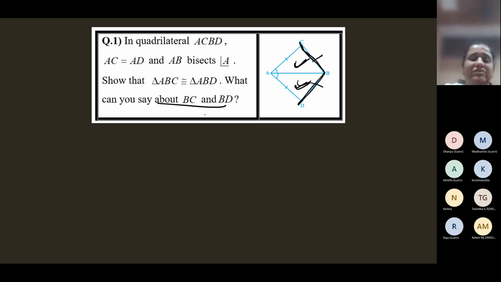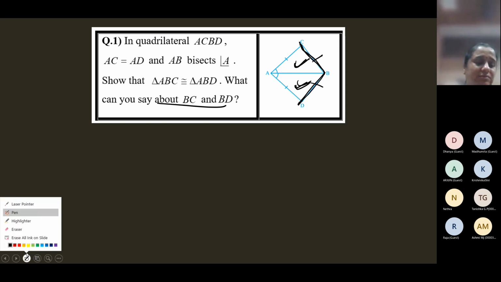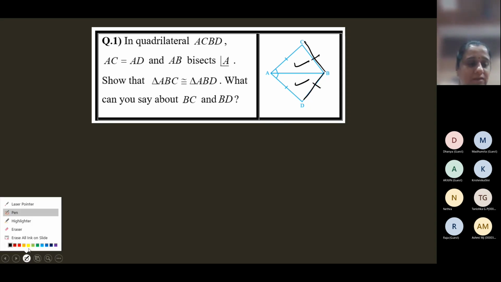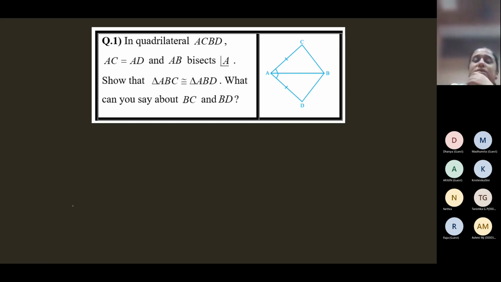So what can you say about BC and BD? They are equal sides, because you're going to show that these two triangles are congruent to each other. So once you show that they are congruent, what can you say about BC and BD? That they are equal because they are congruent. No, we'll have to prove that. Okay. Now tell me, children, what information do you know?